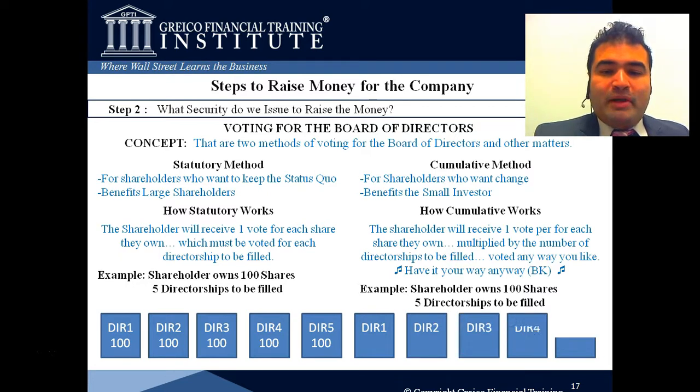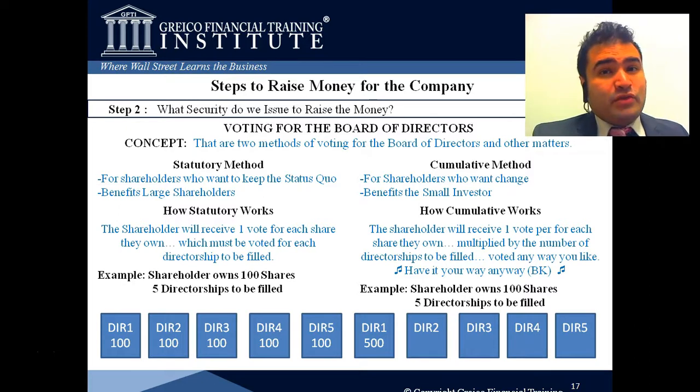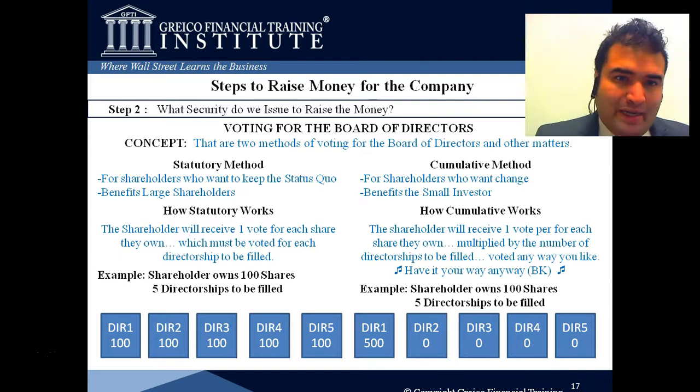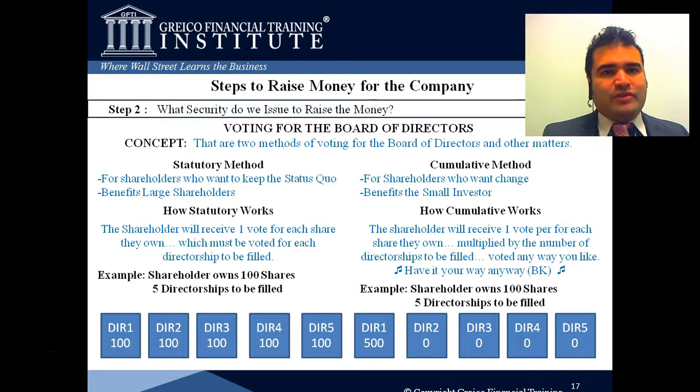So I'm going to use all my votes for directorship number 1 because there's a candidate I really like. But since I used all 500 of my votes, I have no votes for the other seats on the board of directors. But the idea is, as a small shareholder, I can at least have a little bit more influence in one election than having no influence in any of them. So that still gives me a little bit more power than I had before. So that's the cumulative method. What you're doing is you can take the votes that you have for other voting items and use them for any voting item. One way to think about it: you can have it your way, anyway.